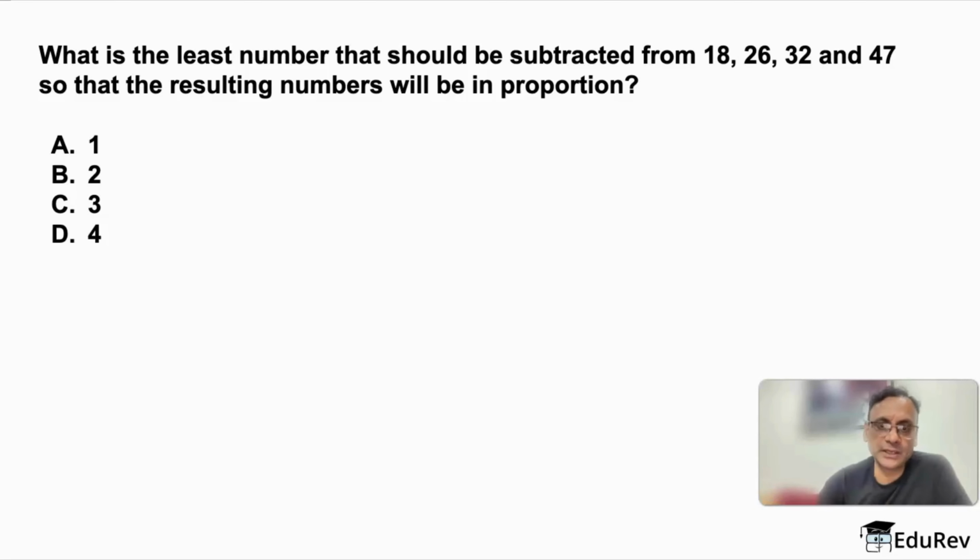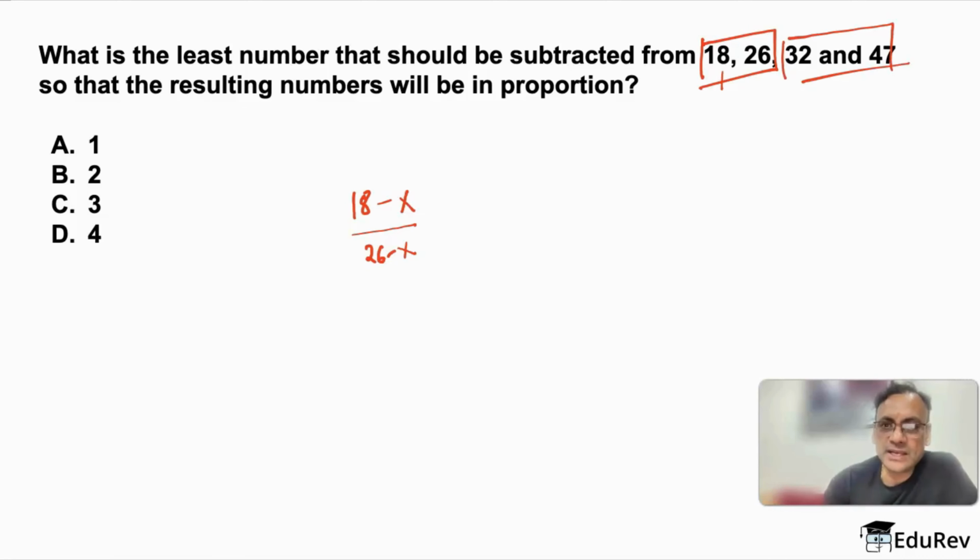Okay, so we have to subtract something. So basically what it means is 18 minus x. Let's say the number that is to be subtracted is x. 18 minus x upon 26 minus x. And remember, when we say these numbers to be in proportion, we'll come to first and second proportion in a bit. But when they are in proportion, basically 18 is to 26, this is to this, that is the set. And we have to subtract something. So it basically means 18 minus x upon 26 minus x is equal to 32 minus x upon 47 minus x.